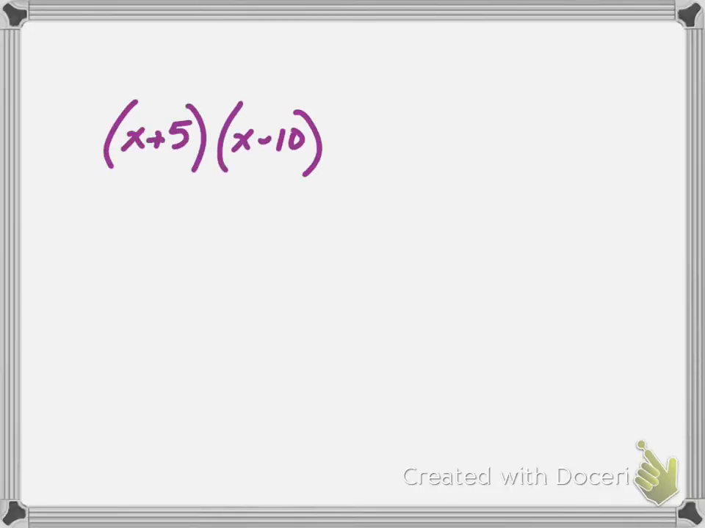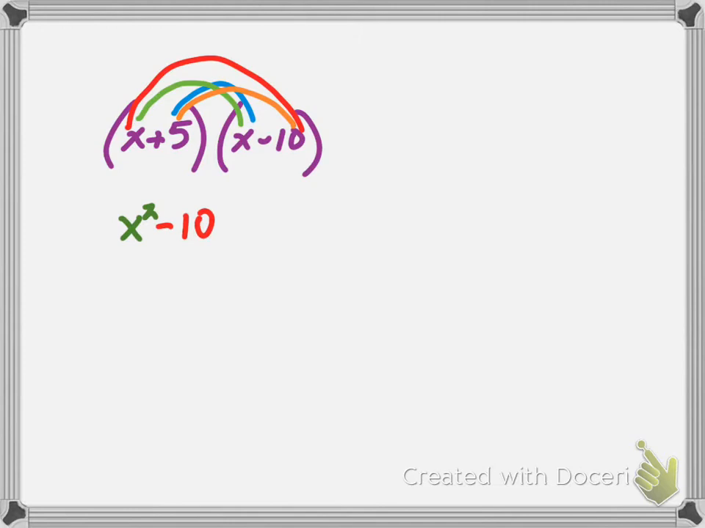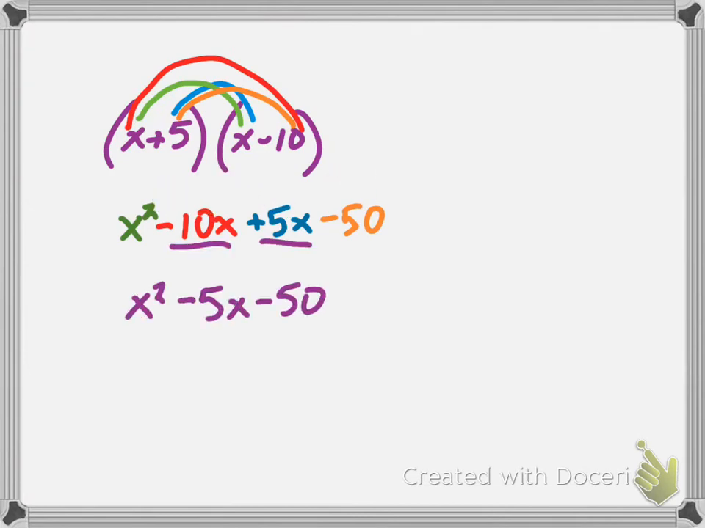And so a lot of you learned multiplying binomials with that rainbow method, or also we called it FOIL way back when. This is the way I learned it. It's just the first times the outside times the inside times the last, right? So it's x times x, which is x squared, negative 10 times x, which is negative 10x, 5 times x is 5x, and negative 10 times 5 is negative 50. And then you can combine like terms, and you get x squared minus 5x minus 50.